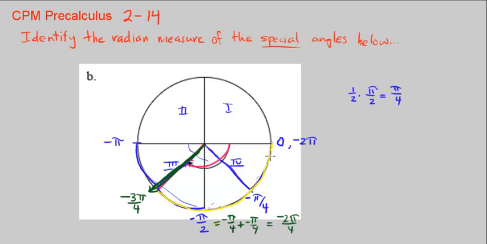So starting here, we go negative 1 pi over 4, negative 2 pi over 4, negative 3 pi over 4. And it's in radians, and we can abbreviate radians as RAD. And that's part B. So this ends CPM Precalculus Chapter 2, number 14.